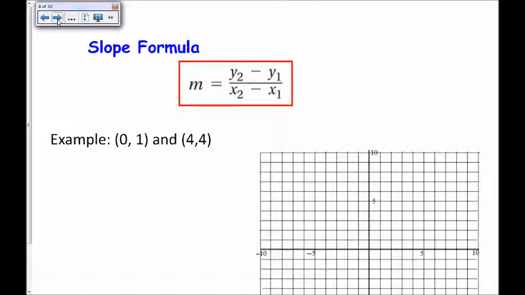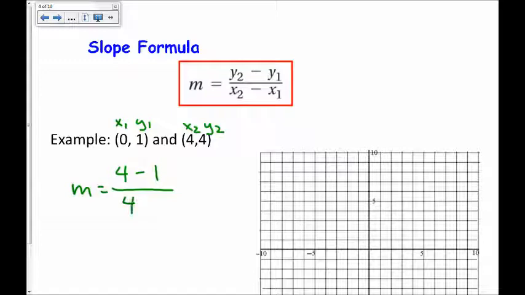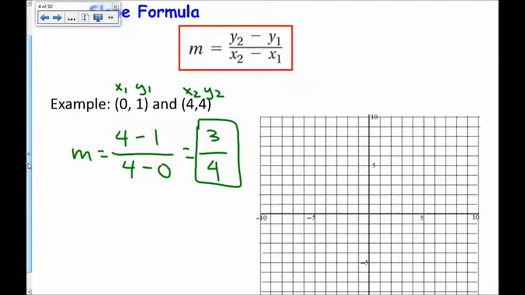The next one is the slope formula. Again, I'll do it on a graph and with an equation. So this is x1, y1, x2, y2, and the slope is equal to y2 minus y1 over x2 minus x1. I get 4 minus 1 is 3, over 4 minus 0 is 4, and I get a slope of 3/4. To me that's just as easy as doing it on the graph.